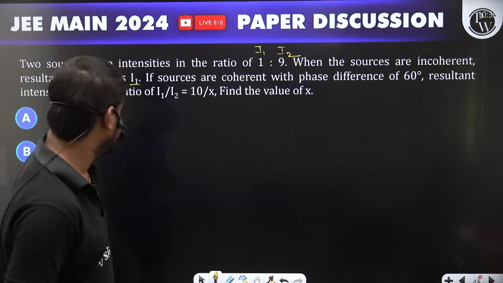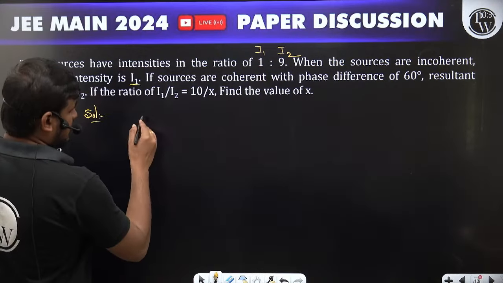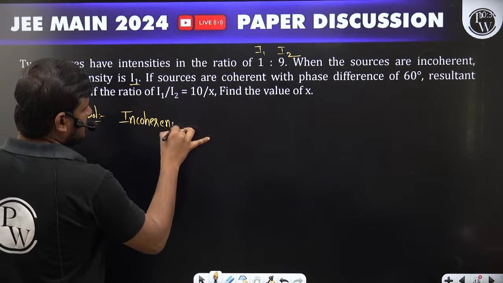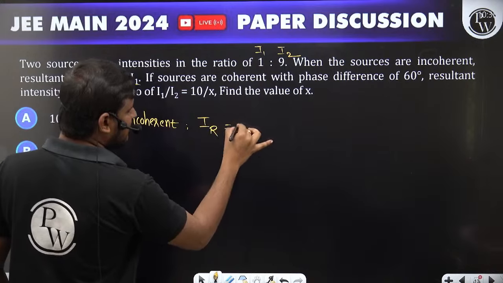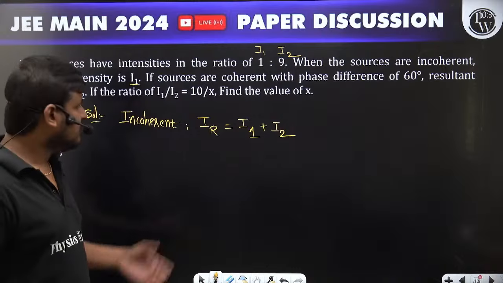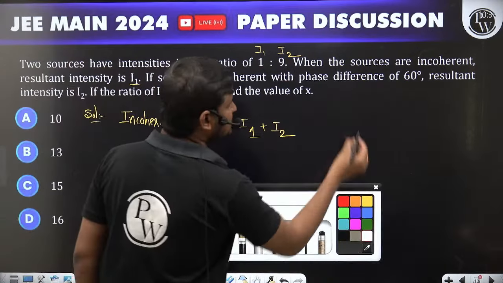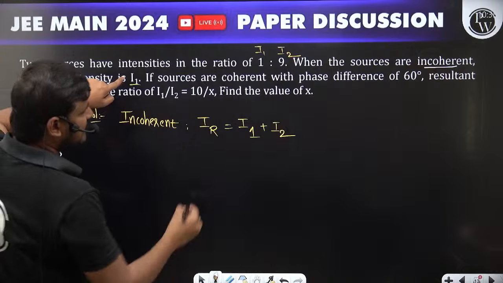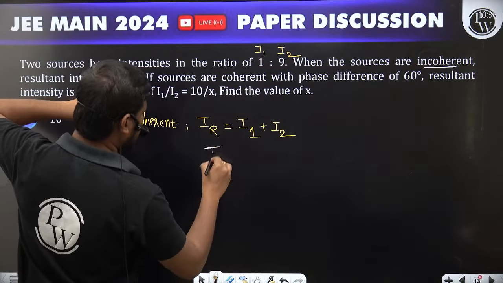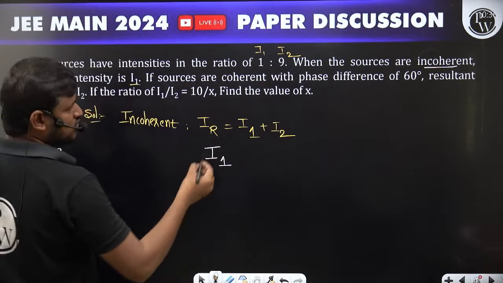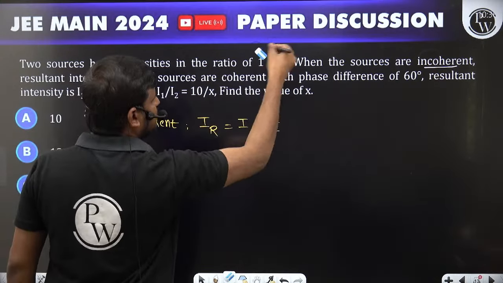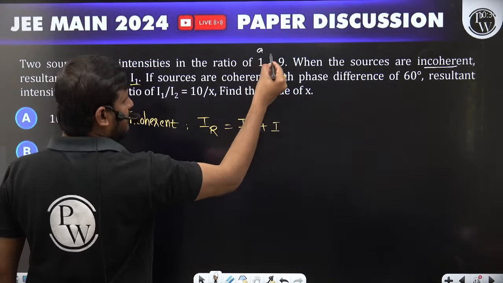Okay, so good morning. Chalo. See here, I can simply write first the basic formula for the incoherent sources. The resultant intensity will be simply the algebraic sum of the individual intensities, for the incoherent sources. So when the sources are incoherent, the intensity they said is I1. Which is simply I1 plus I2. But don't get confused, don't write I1, I2. Let it be A, B, better.